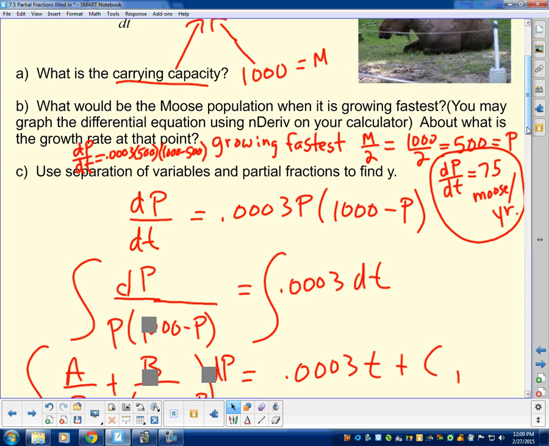So I have the final part here, which is what they ask you to do on 27, and you get to not do this again, but just do this once with me. We're going to start with dp dt equals 0.0003p times 1,000 minus p. There it is. And the first step here is to use separation of variables.